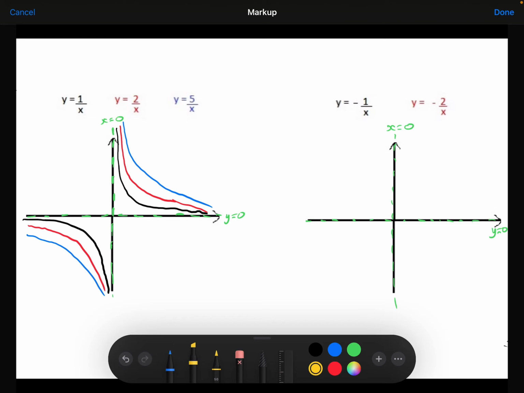On the right-hand side, you notice here, I want to draw the graph of y equals minus 1 over x. So that's going to have the same shape, but where the y coordinates were positive previously, they're now going to be negative. And where the y coordinates were negative previously, they're now going to be positive. So it would look like that. The minus 2 over x would be the same shape, but all the y coordinates would be 2 times bigger. So like that.